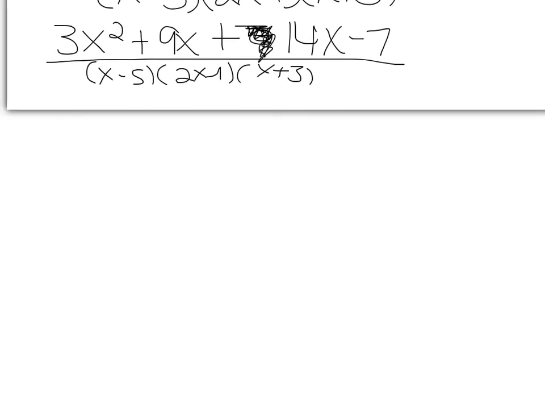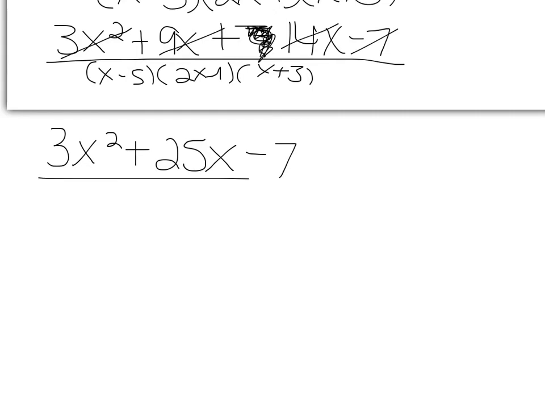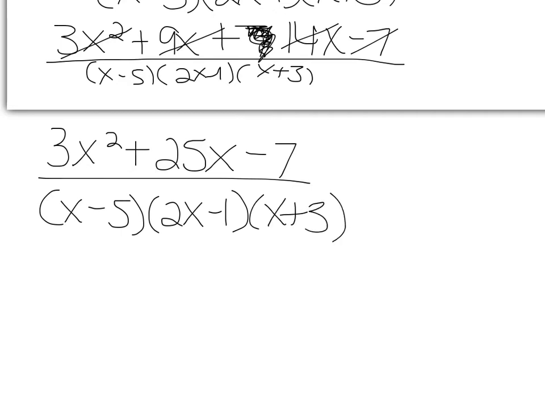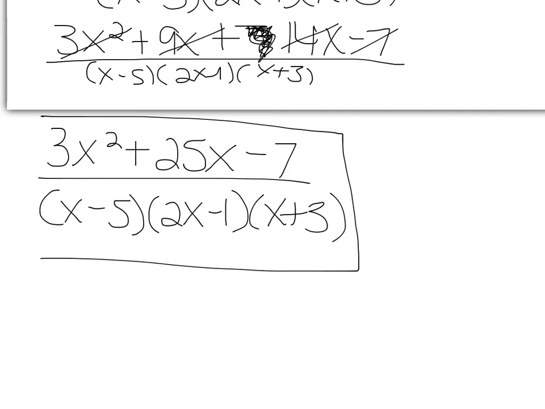So combine your like terms. I only have one 3x squared. 9x plus 14x is 25x. And then minus 7 is all that's left after that. And this is all over x minus 5 times 2x minus 1 times x plus 3. Okay, are there any factors of 21 that will give you 25? Nope. So that's your final answer.